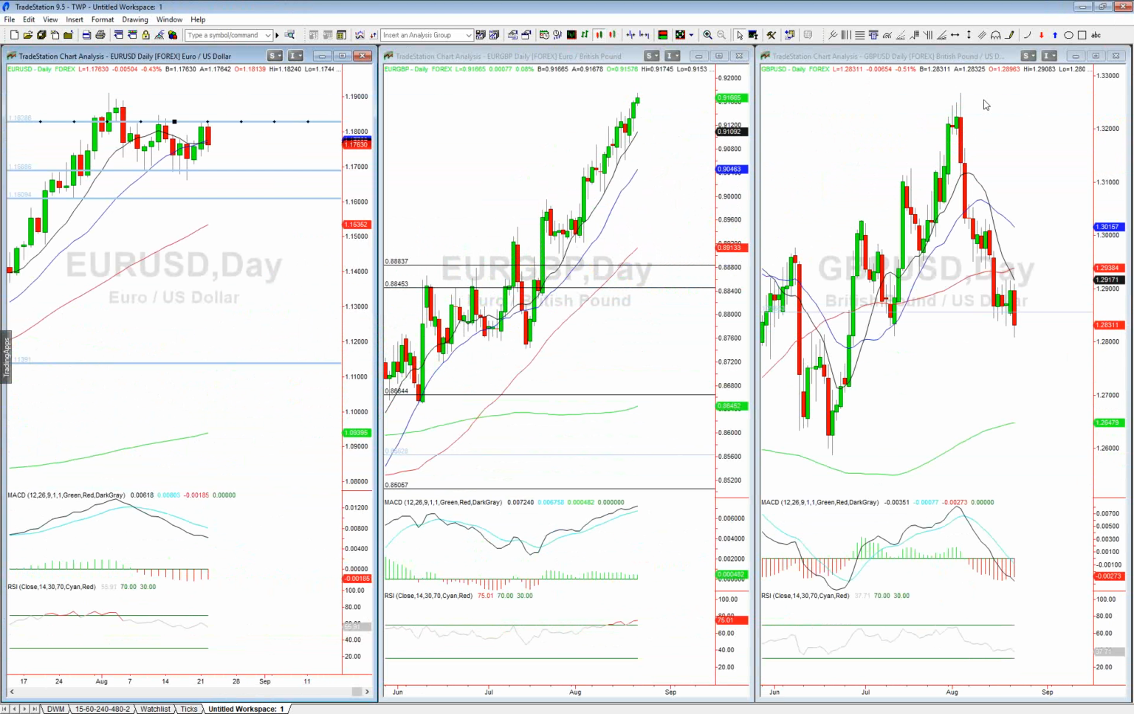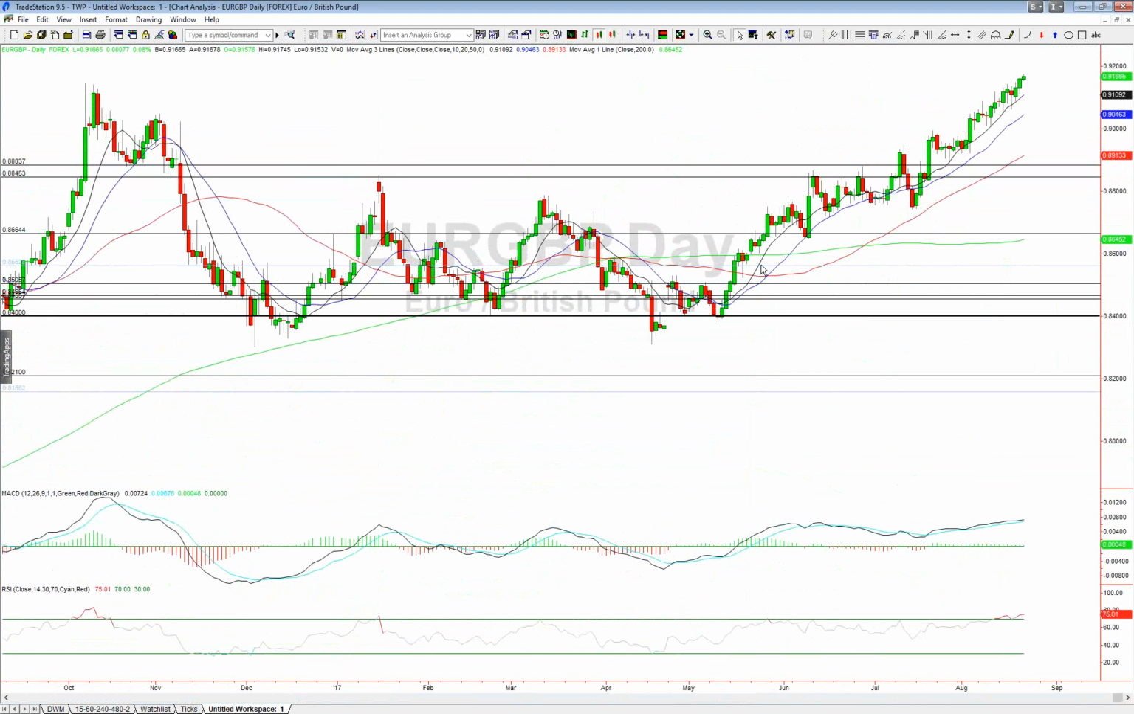Now, let's have a look at British pound against the US. No, let's move to the euro against the British pound. And sure enough, the story that we can see here on the chart is very much different.